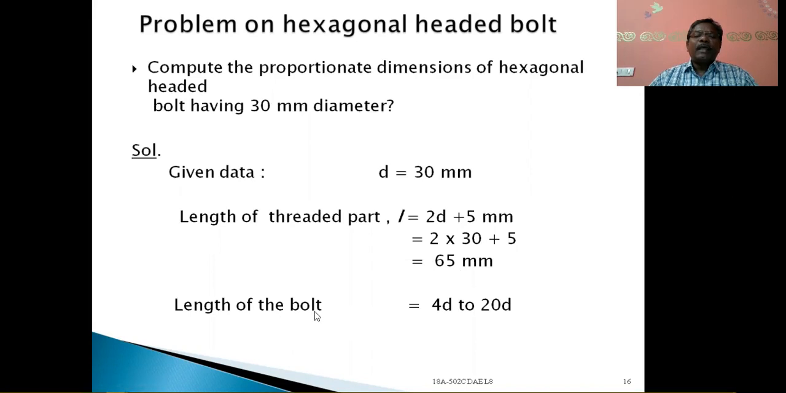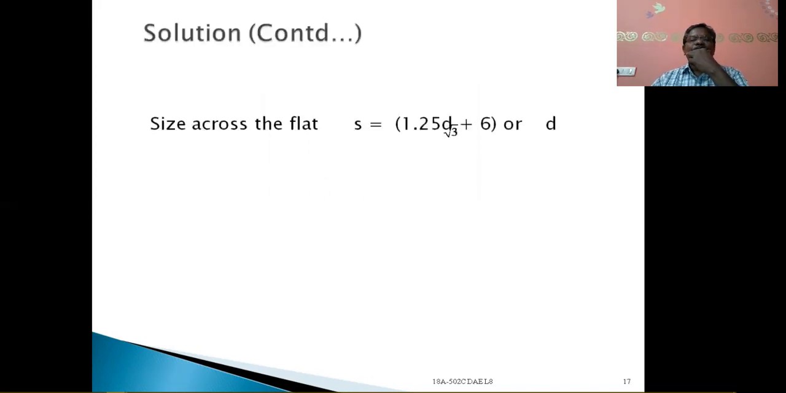So next is the length of the bolts. Here you have 4d to 20d, any value in between these two. This 4d to 20d gives 120 to 600. That means the length of the bolt may be either 120 mm or 600 mm. Among this, as per your convenience, you can take any value in between 120 and 600.